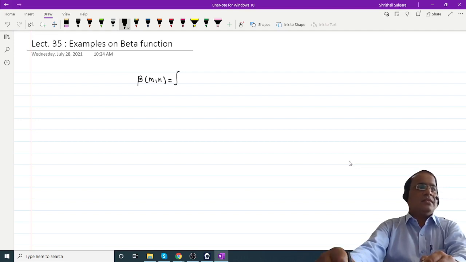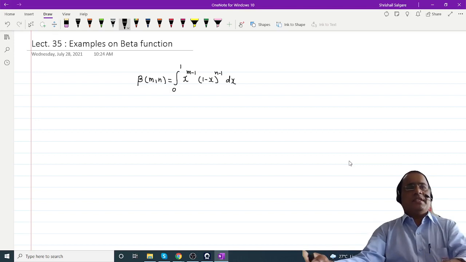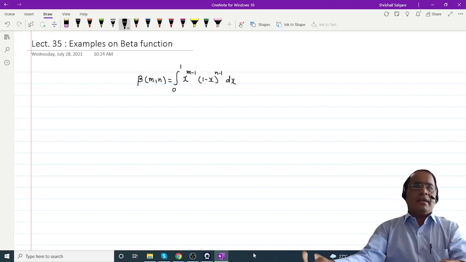The next, Sankalp. Yes, sir. What is the definition in terms of integral, beta mn is given by x raised to m minus 1 into bracket 1 minus x raised to n minus 1 dx. Okay, and we have seen that m and n are greater than 1.